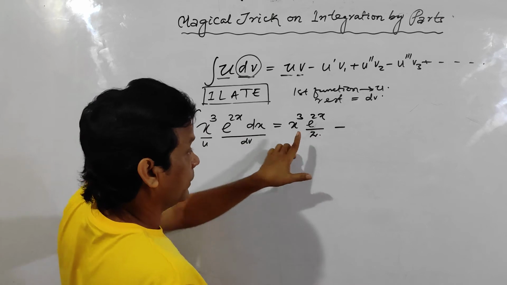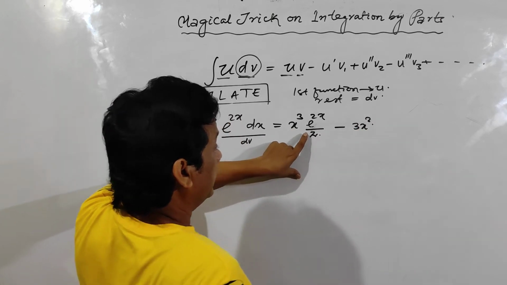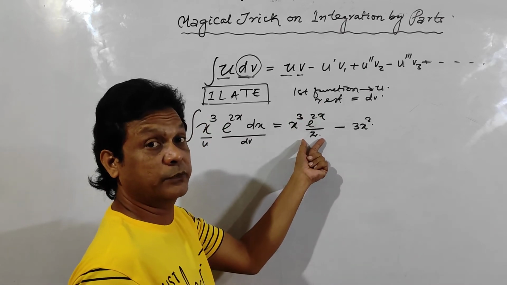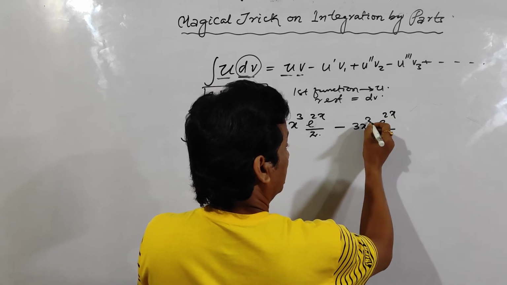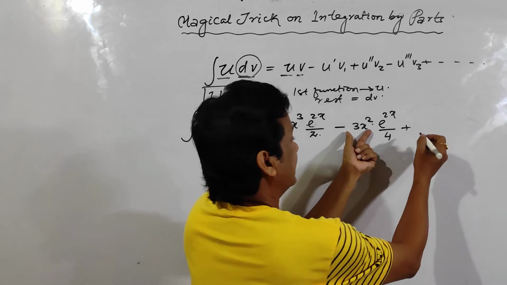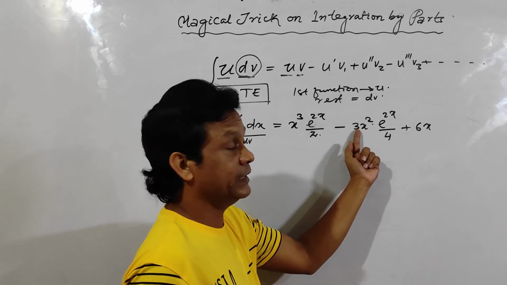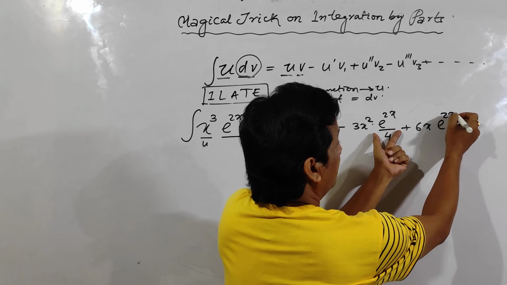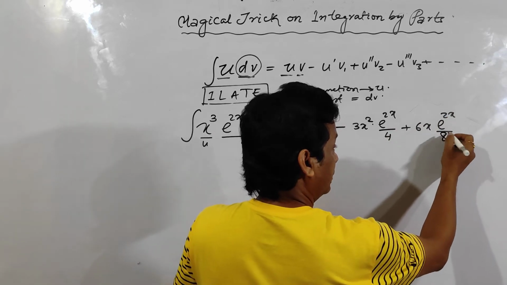Only see here. Derivative of the first part, that is 3x square. Integration of the second part, e to the 2x by 2 and 2 is there, so e to the 2x by 4. Then plus derivative of 3x square, which is 6x, because derivative of x square is 2x, and 2x into 3 is 6x. And integration of this part will be e to the power 2x by 2, and 4 is already there, so it will be 8.